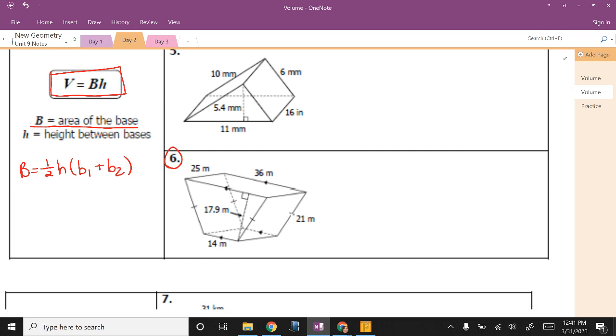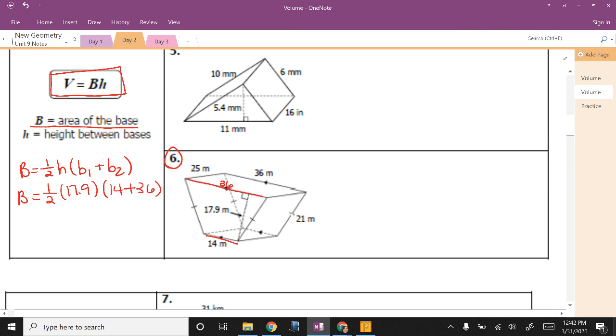So I'm looking at this picture. I'm going to look at the front one. So this one's 36 as well. So my area of my base of my trapezoid is 1/2 times the height of the trapezoid, which is 17.9. And my short base for that trapezoid is 14 down there, plus the long base of that trapezoid is 36. So order of operations, I got to add 14 plus 36 first. And that's going to be 50.